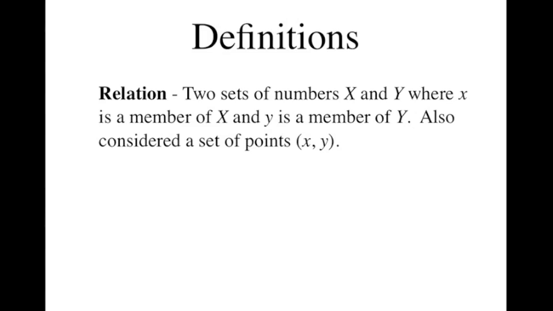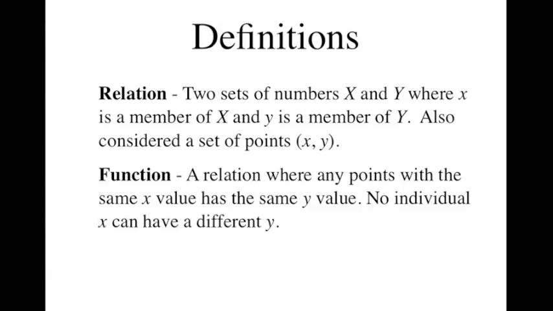To begin with, a relation. A relation is when we have two sets of numbers. Those sets are going to be big X and big Y, containing all the X values and all the Y values. So we're saying little x is a member of the big X, so each individual value in the set of X we're going to call little x. Each individual value of the set of Y we're going to call little y, and these make up our coordinate points. So a relation is a set of coordinate points.